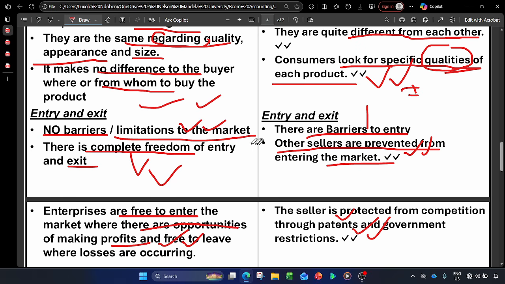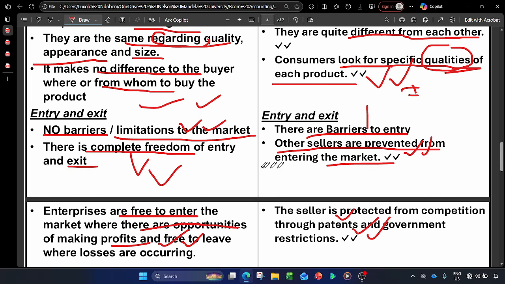But now when it comes to the imperfect markets, that freedom is restricted. Only the sellers that are in the market can function in the market, right? Other sellers are prevented through patents and government restrictions, so copyrights and all that. So that is, as I said before, guys, imperfect markets are just the opposite of the perfect markets.